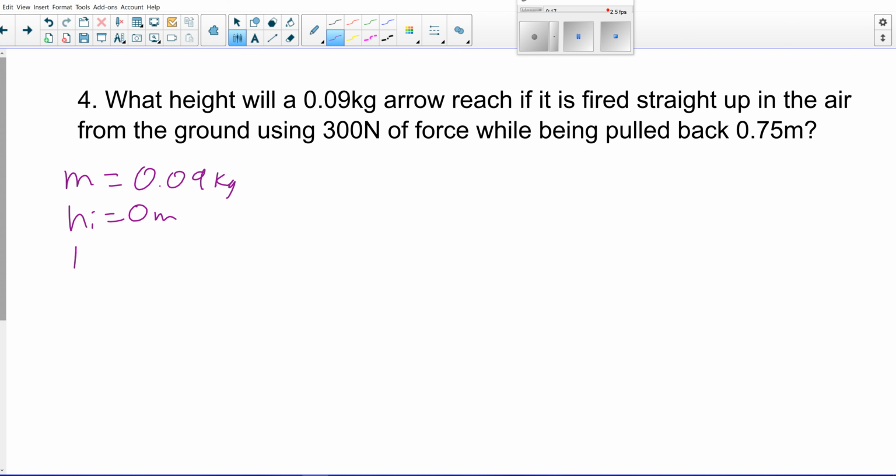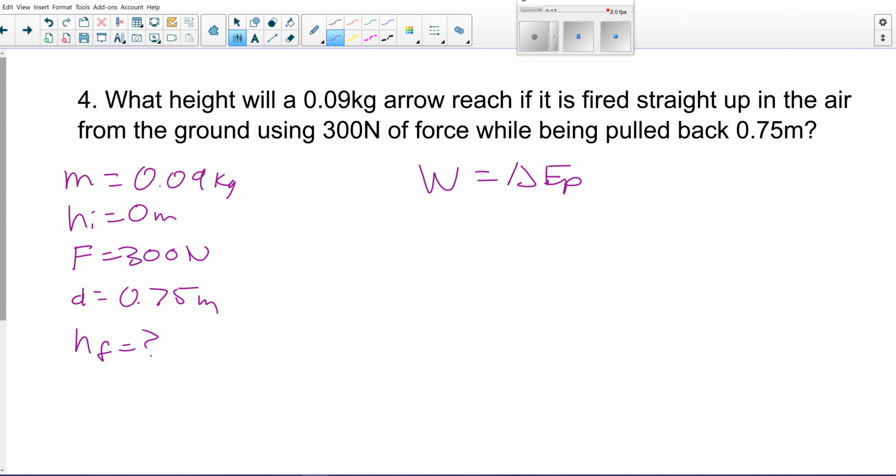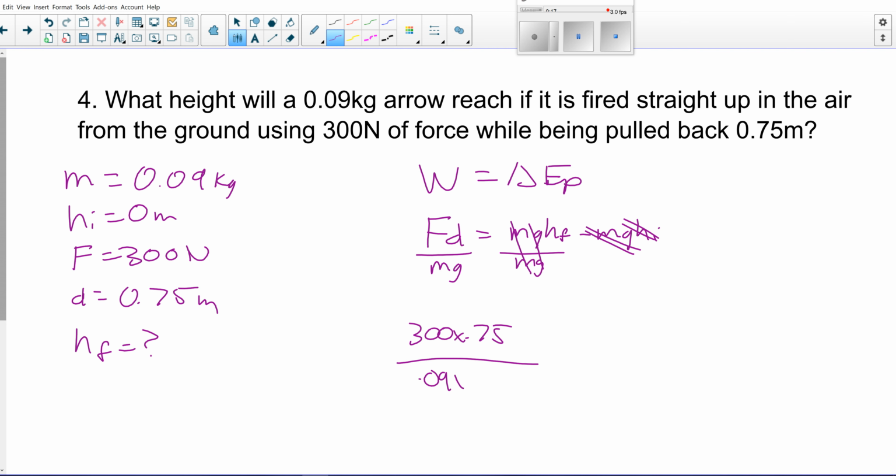Fired straight up in the air from the ground, so we know that hi is 0 meters. We know the force is 300 newtons, and we know the distance is 0.75 meters, and we're looking for the final height. In this question, the potential energy is changing because it's only talking about height. So we can go force times distance equals m times g times h final minus m times g times h initial, which is 0 because we start on the ground. Now it's just a matter of manipulating to get hf. So that means divide both sides by m times g, and then we plug in our numbers. So 300 times 0.75 divided by 0.09 times 9.81.